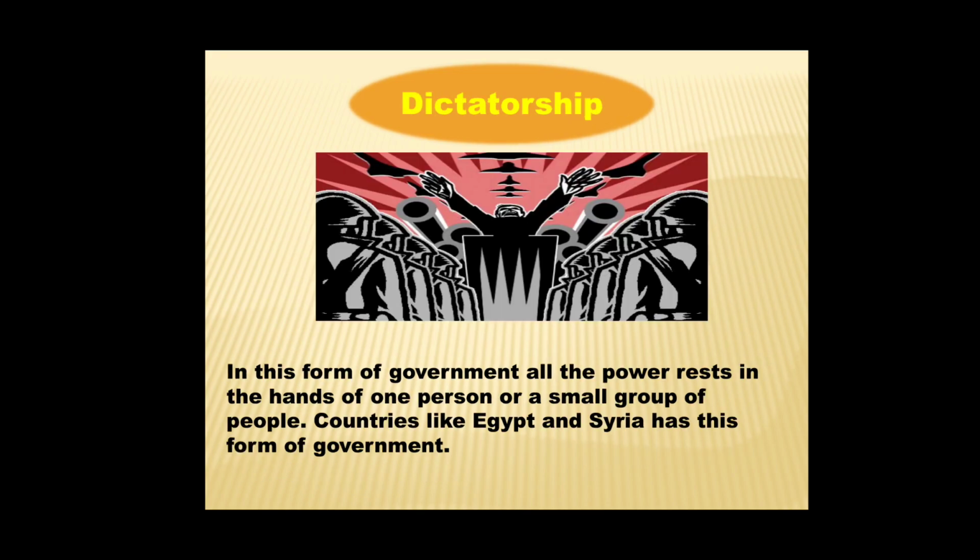Second one is dictatorship. In this form of government, all the power rests in the hands of one person or a small group of people. Countries like Egypt and Syria have this form of government. What is dictatorship? In this type of government, the power is given to one person, or to a small group of people who rule the country. For example, Egypt has a government known as dictatorship.